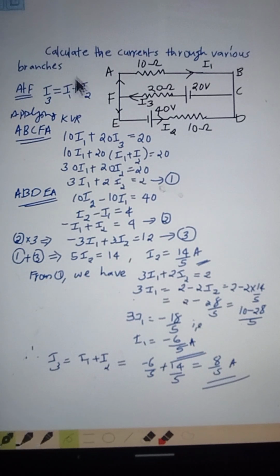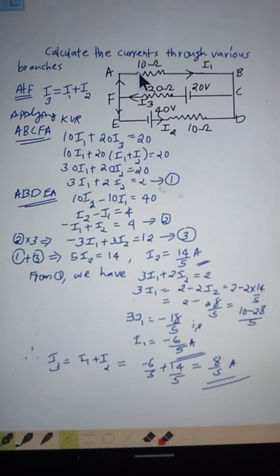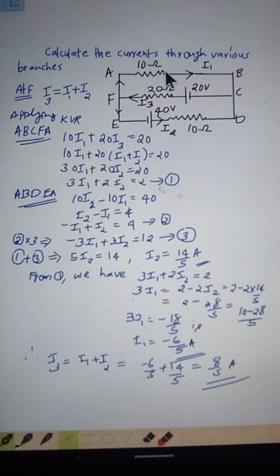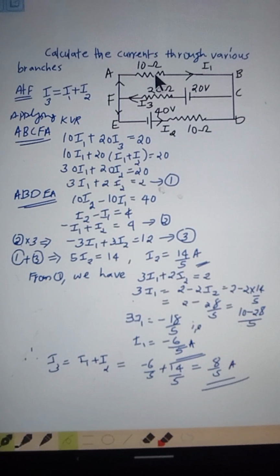Now apply Kirchhoff's voltage rule to a particular loop. Suppose we are applying the voltage rule to this loop A, B, C, F, this closed loop A, B, C, F back to A. Looking at this loop, the current flows in one direction through it. Suppose say that is clockwise.